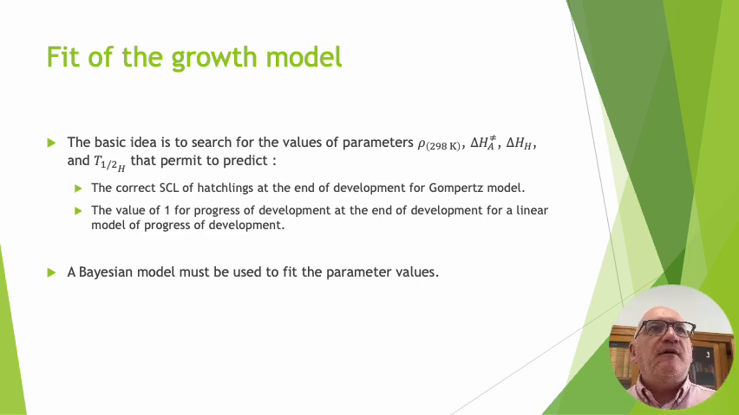Depending on the value of these parameters, we search to predict the correct straight carapace length of hatchlings at the end of development for the Gompertz model, or the value of 1 for progress of development at the end of development for a linear model of progress of development. We will use a Bayesian model with Gaussian distribution for SCL or the value of 1 for progress of development, and let's see the two.